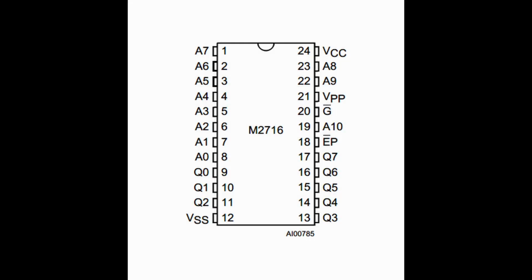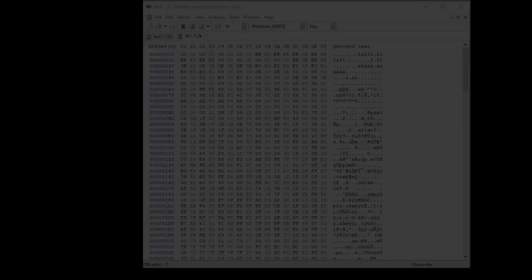The pinout of the 2716 is 11 address pins, A10 to A0, and 8 data pins, Q7 to Q0. There are a couple of enable pins that need to be kept low to operate the chip, and then there is the power pin on pin 21 that is used when programming the chip. We can ignore this pin when just using it as a ROM chip.